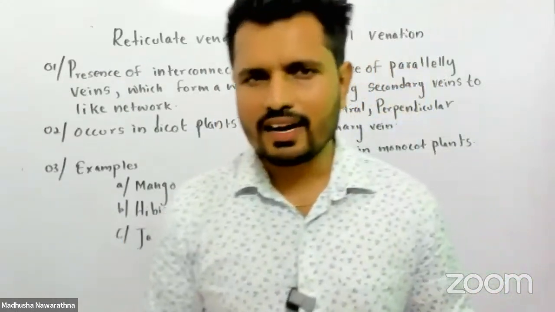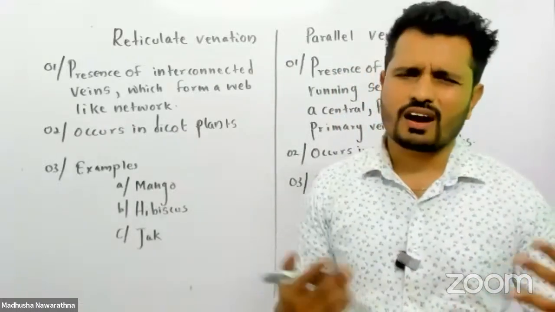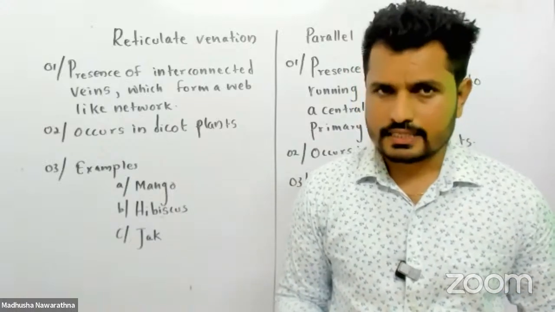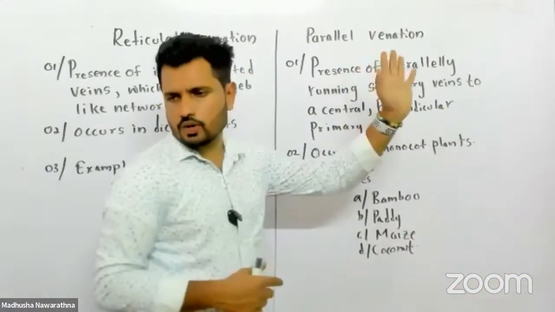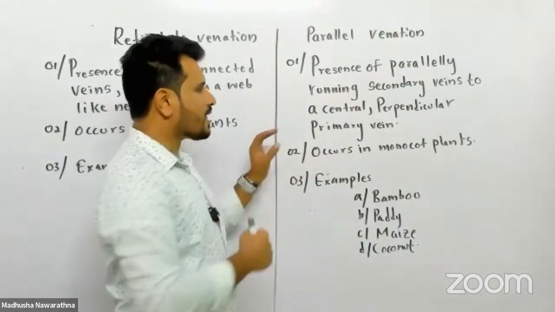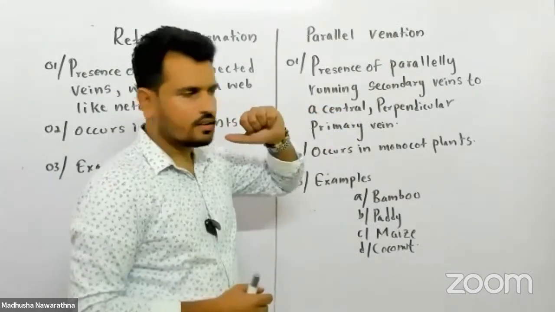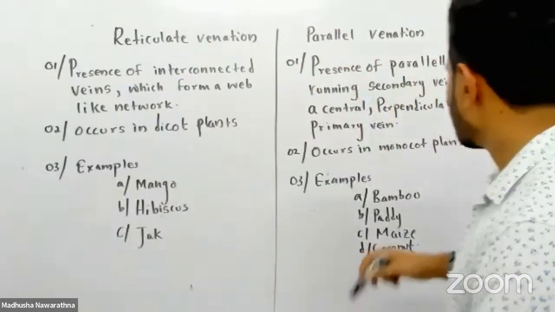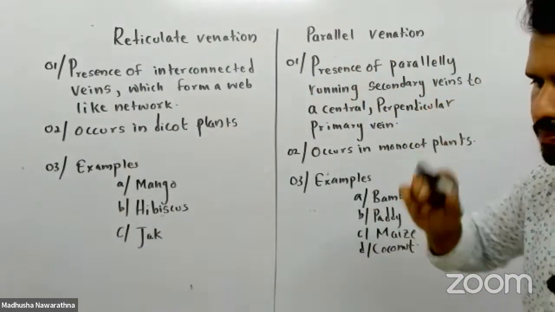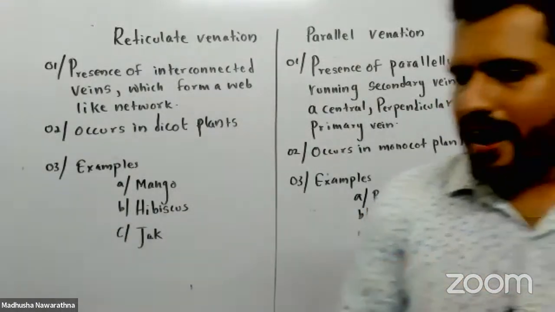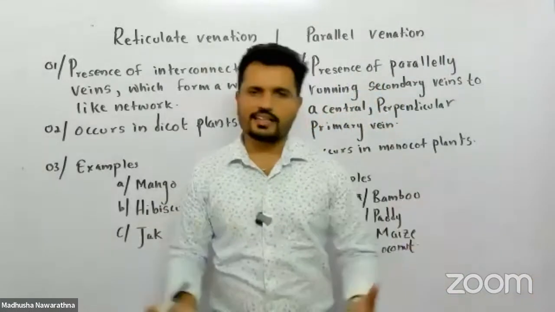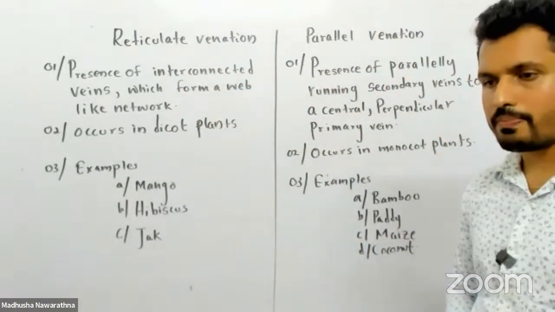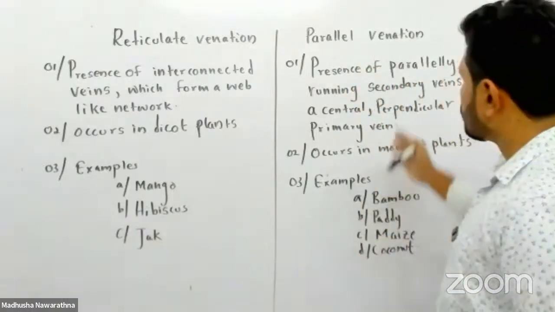Any plant other than the dicots, there is rubber plant and rose, these sort of plants, right? But what about the parallel venation? Look at this parallel venation. The presence of parallelly running secondary veins to a central perpendicular primary vein. It occurs in the monocot plants, and these are the examples: bamboo, paddy, coconut, maize, arecanut, many examples, grass, even grass you can have. Banana, a very good example, banana, right?